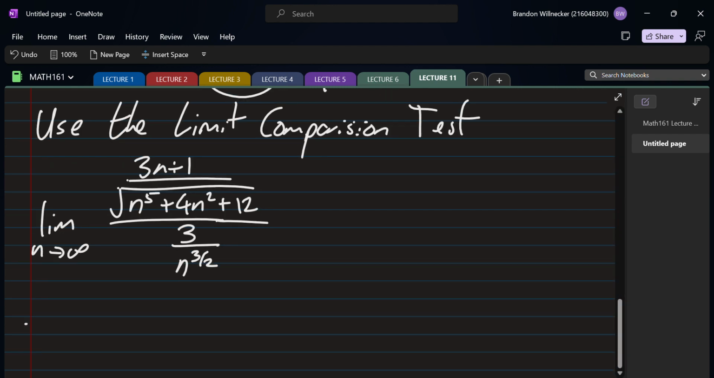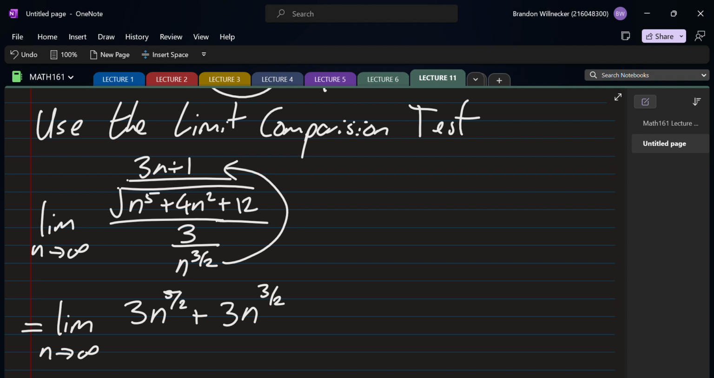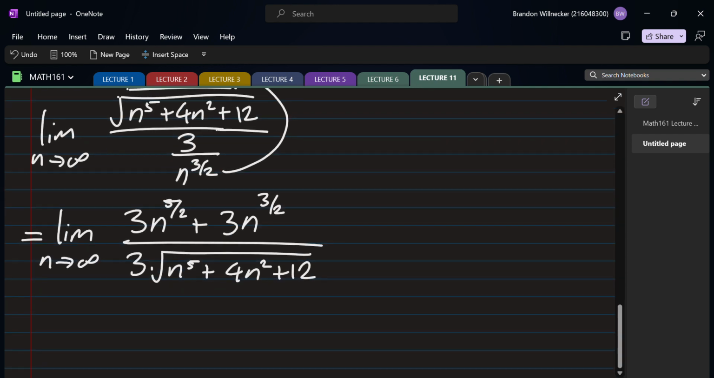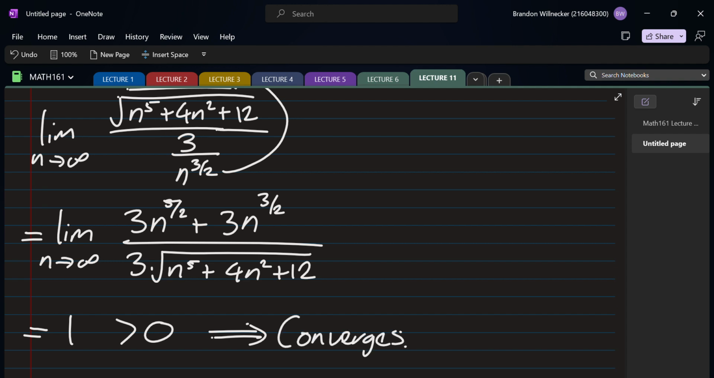So here we can do a little bit of cleanup. So we have the limit as n goes to infinity. This bottom fraction here, we can take the reciprocal and take it up to the top. So we end up with 3n to the 5 over 2 for the first bit, plus 3n to the 3 over 2, just multiplying this to the top, divided by 3 square root of n to the 5 plus 4n squared plus 12. Okay, now taking the limit is quite easy. I'll leave that for you to do. So in the end, we get the limit is 1, which is greater than 0. Okay, and since it's greater than 0, we know that this must converge. Okay, so this converges.